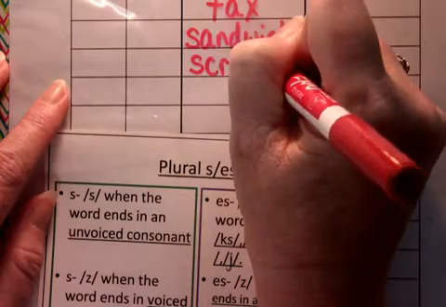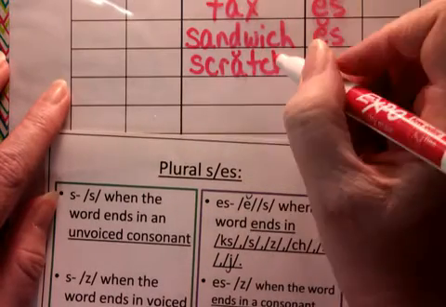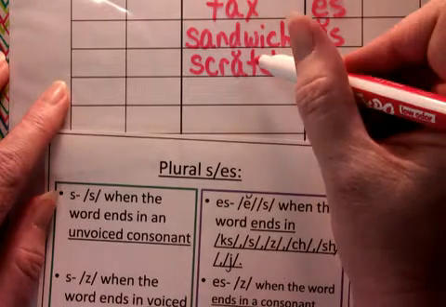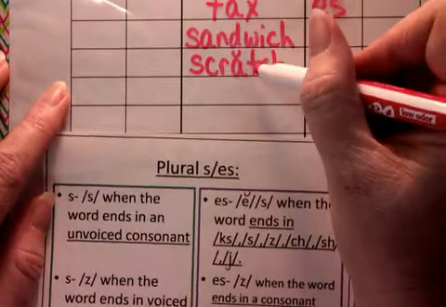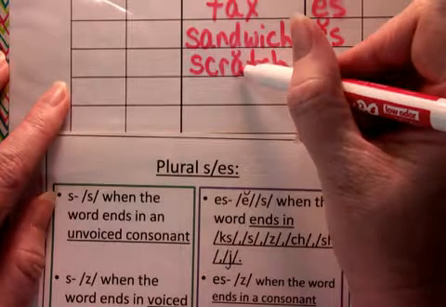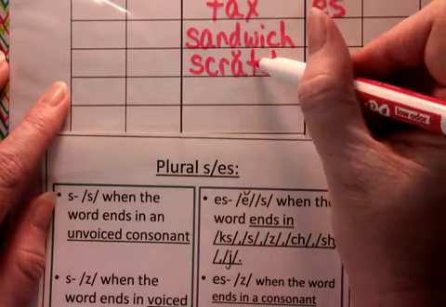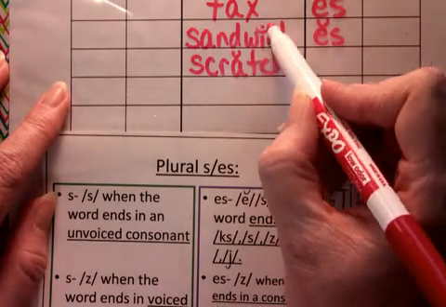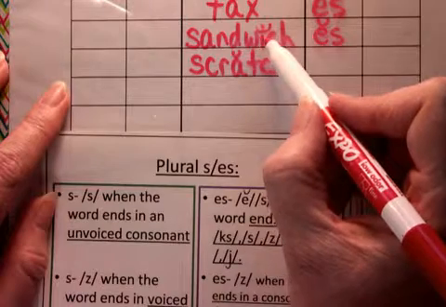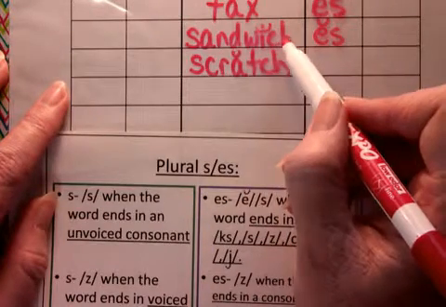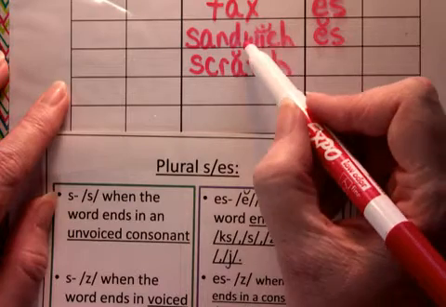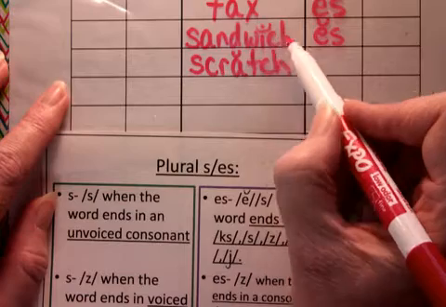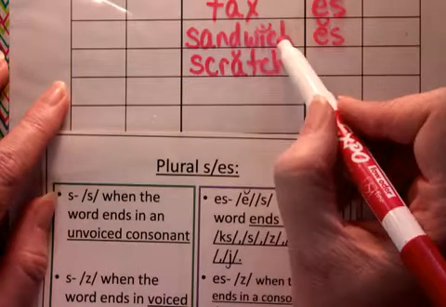The next base word is scratch. Scratch. The ch sound at the end of a single syllable word following a single short vowel is spelled with a TCH. This one is following a short vowel, but it's not a one syllable word. That's a two syllable word. That's why witch and sandwich is not spelled with a TCH, because it's more than one syllable.